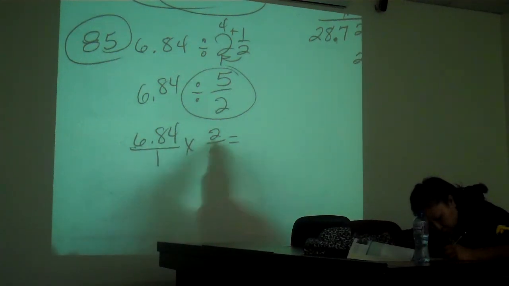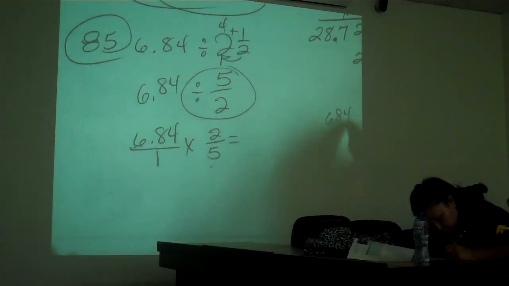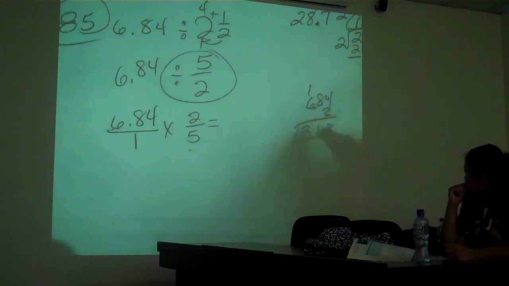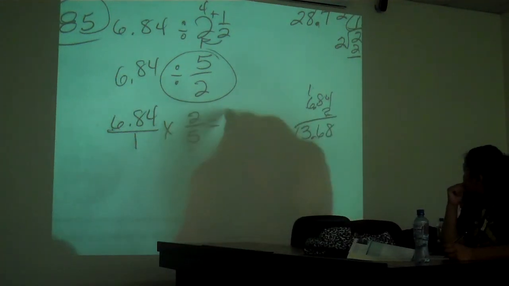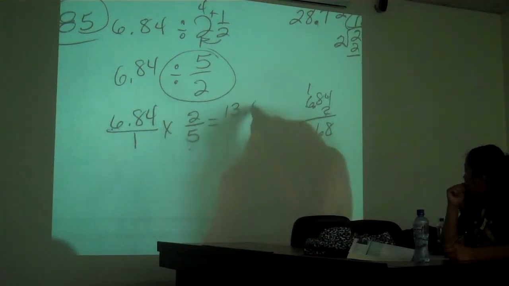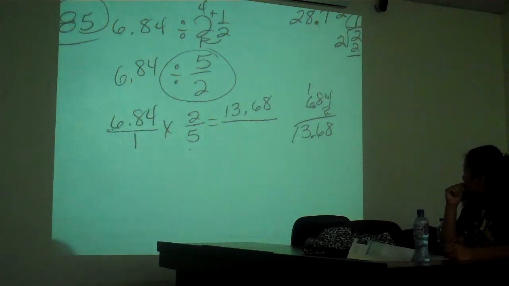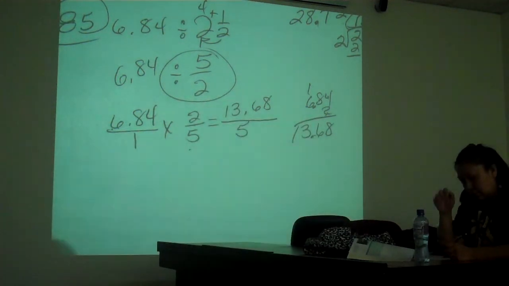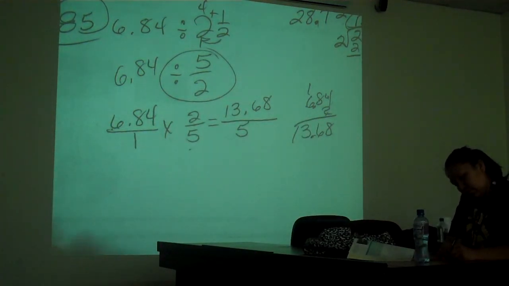6.84 times 2. 2 times 4 is 8. 2 times 8 is 16. There's 12 and 1 is 13. There's 2 numbers, so bring our decimal back twice. So we have 13.68 on top. 1 times 5 on bottom. Now all we have to do is a division.